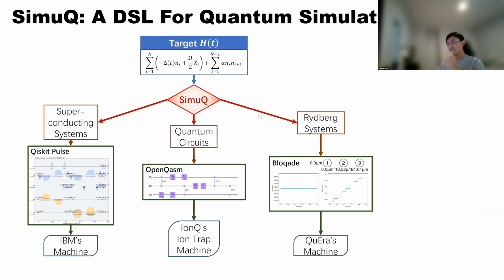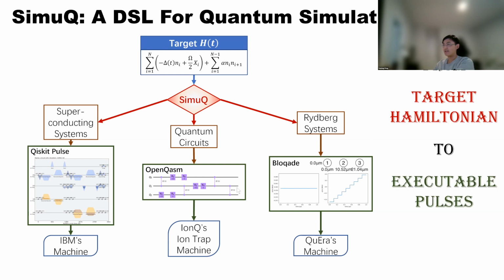To be general enough, we can also export some quantum circuits written in OpenQASM and send them to other platforms. We use an example here about the ion trap machine to illustrate the generality of our framework. The reason is that IonQ didn't provide a pulse-level control API, so we use a quantum circuit as an alternative to tackle their machines.